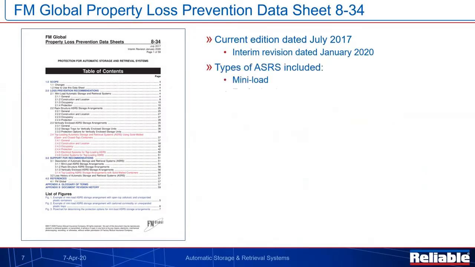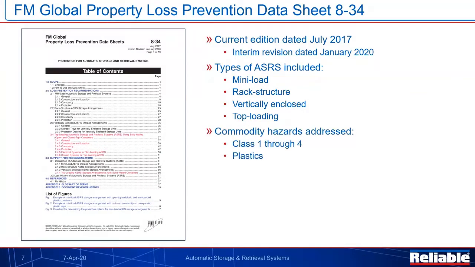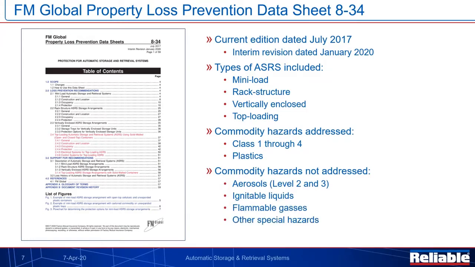And inside of that, we're going to find all four of those types of automated storage retrieval systems that we just discussed. It's important to note that these types of storage and retrieval systems, although they can hold all kinds of commodities and hazards, because we're just talking about a lot of times pallets and containers, the criteria that's set forth in Data Sheet 8-34 is meant to only talk about Class 1 through 4 and plastics as the commodity that's meant to be protected with the criteria we find today. Things that are specifically not addressed are going to be aerosols, ignitable liquids, flammable liquids, and other special hazards.